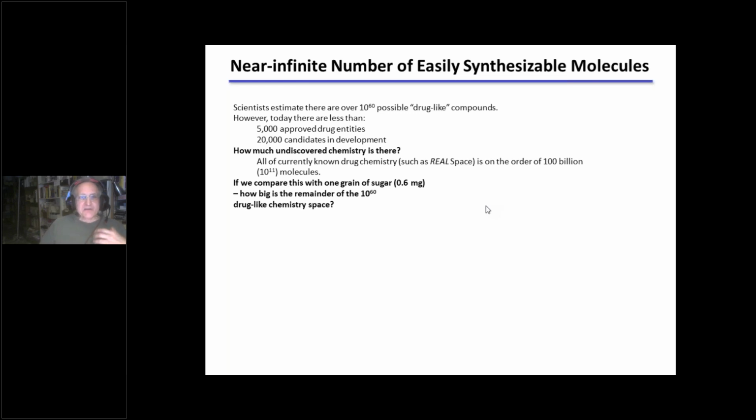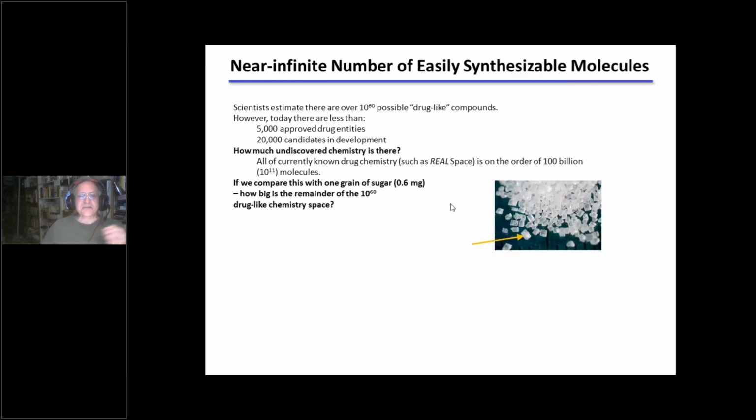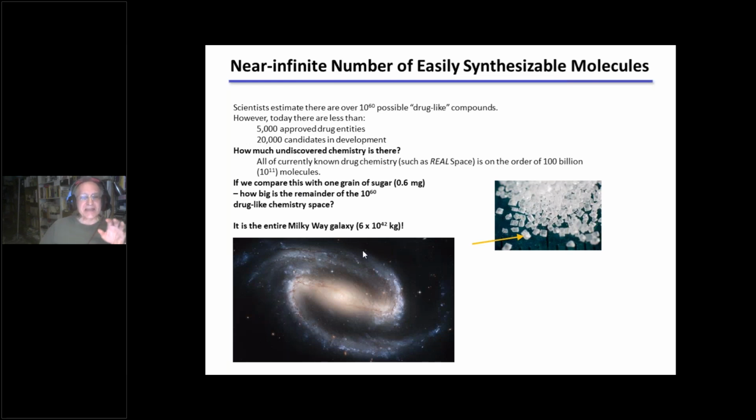And, you know, this number, 10 to the 60, people say, yeah, I've heard it. What does it mean really? So think about the number of known molecules. I said 100 billion, you know, for real space, and, you know, it's a trillion. It doesn't really matter. If we say this is a grain of sugar, then what is the remainder? If you ask that to many people, they say, well, I don't know, like the size of a city or the size of Earth. No, it's not that. It's the size of the entire Milky Way galaxy. This is the druggable space that we don't know versus a grain of sugar.